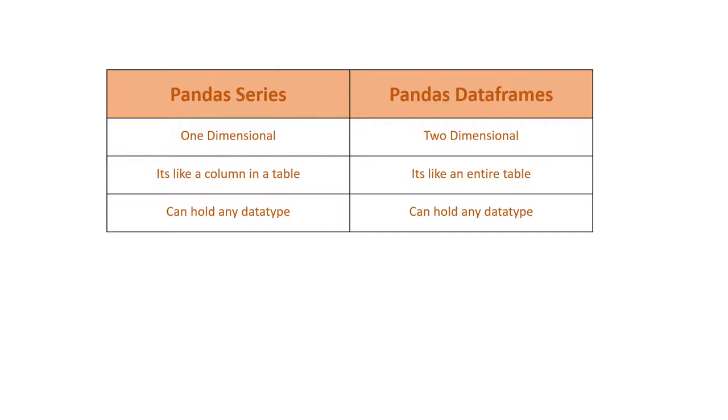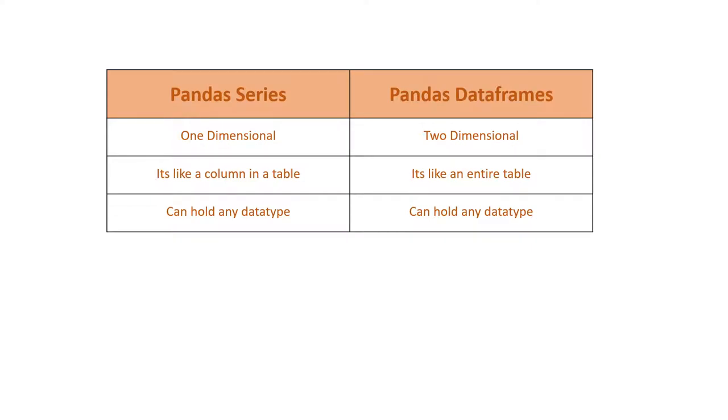Continuing with Pandas data frame, it is a two-dimensional object. When I say two-dimensional, imagine a table with rows and columns. Just imagine a sample SQL table. That's an example of a Pandas data frame. As I said earlier, a series is more like a column in a table, and a data frame is like an entire table. Pandas series and data frame can hold data of any data type. Let's see these two with an example so that you will have a better understanding.